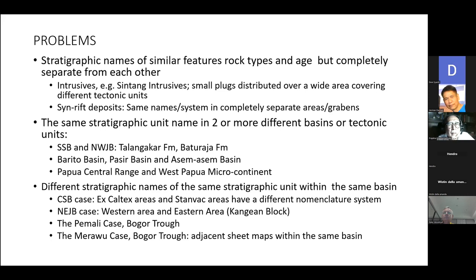Then there are also stratigraphic units in two or more basins or tectonic units. We're talking, for instance, about the South Sumatra Sedimentary Basin and the Northwest Java Basin. Both use the Talang Akar Formation and Batu Raja Formation, though they are in two completely different basins. But then the Barito Basin, Pasir Basin, and Asam Basin in Southwest Kalimantan also have the same stratigraphic nomenclature system. Papua Central Range and West Papua Microcontinent also have the same stratigraphic nomenclature system, except for the youngest Pliocene rocks.